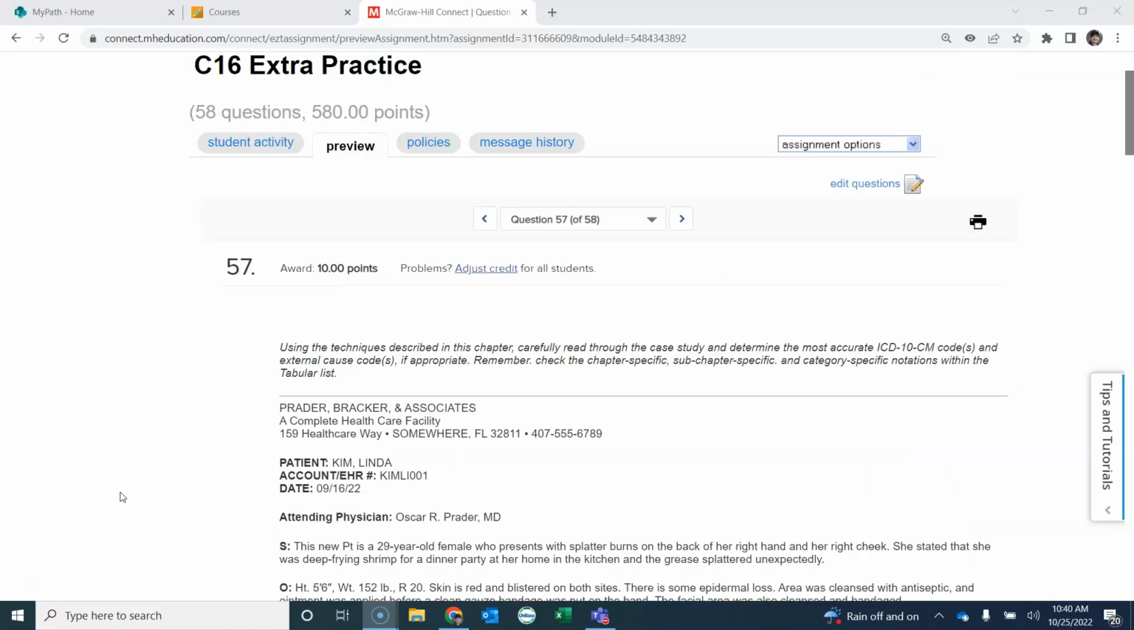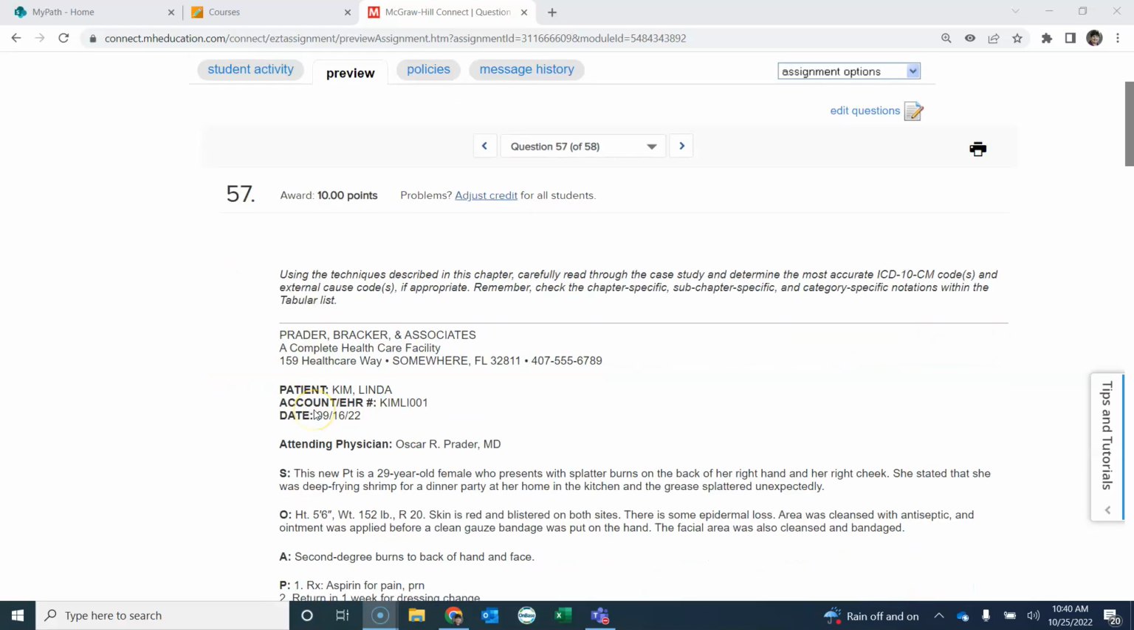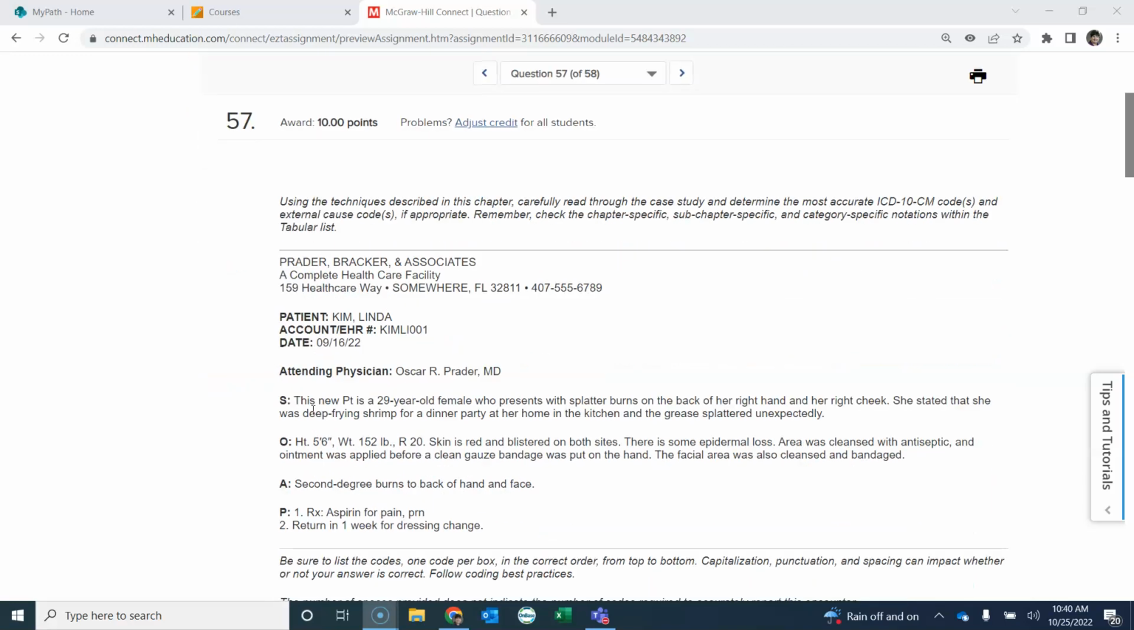So here's an example of a burn case. This is chapter 16, extra practice question number 57. All right, so scroll down here and see what we got. Okay, so we have a lady who has splatter burns, back of her right hand, right cheek, deep frying fresh shrimp for a dinner party in her home in the kitchen, and the grease splattered.